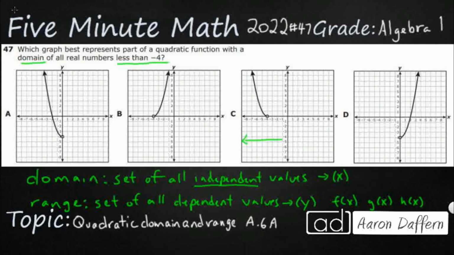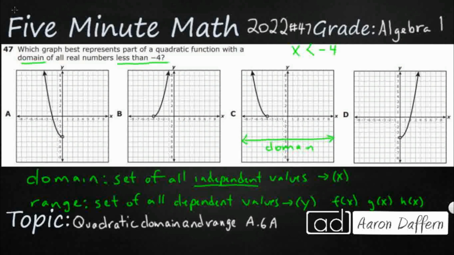So we're looking for the domain, and I'll just show you on this C answer choice right here. We're looking at the x values. So we're looking for the x values of each of these, and we're looking for the x values to represent all real numbers less than negative 4. So this is what we're looking for: x, because that's the domain, less than negative 4. If we can find that, we're good to go.